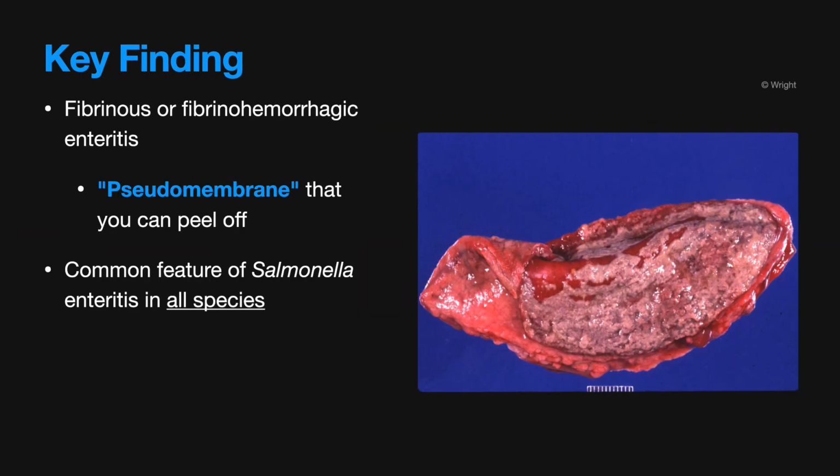As I just mentioned, the key finding is a fibrinous or fibrinohemorrhagic enteritis. The fibrin forms a pseudomembrane that you can often peel off the underlying intestine. This is a common feature of Salmonella enteritis across all species. Next, we will look briefly at septicemia.